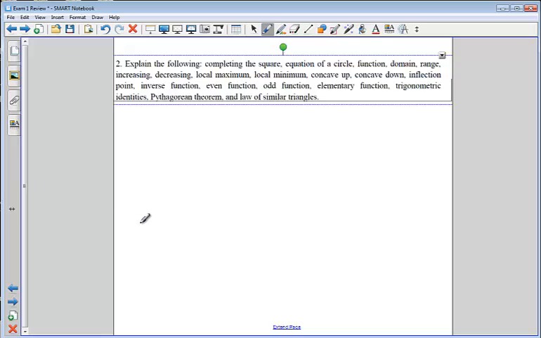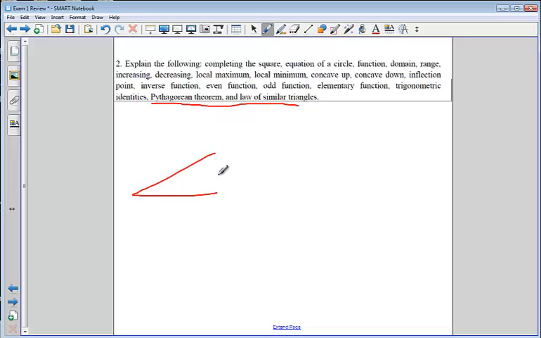And then finally, let's talk about the Pythagorean Theorem and similar triangles. So remember the Pythagorean Theorem, it's valid for right triangles. And so we have sides A, B, and C. And it just says a squared plus b squared is equal to c squared. So we're going to use this theorem a lot later on in various word problems.